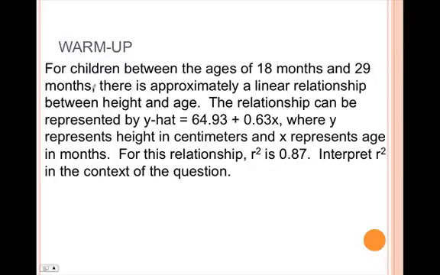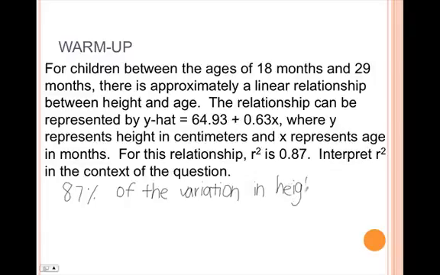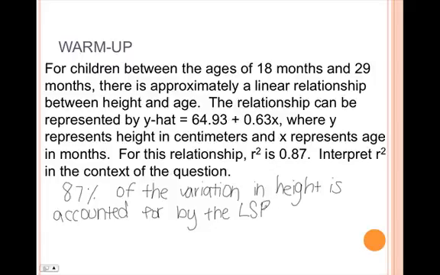Okay? So what I would write here is, first of all, I'm going to change this to a percent and say 87% of the variation in what? The variation in y, which is height. So 87% of the variation in height is accounted for by the LSRL of y on x.